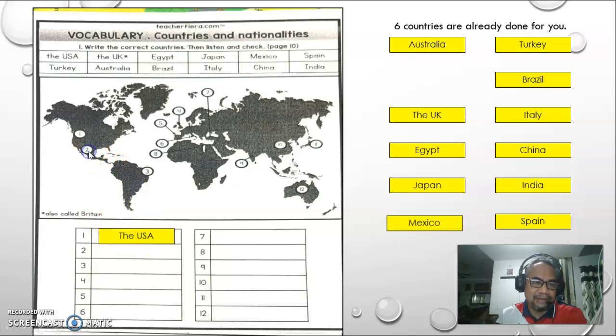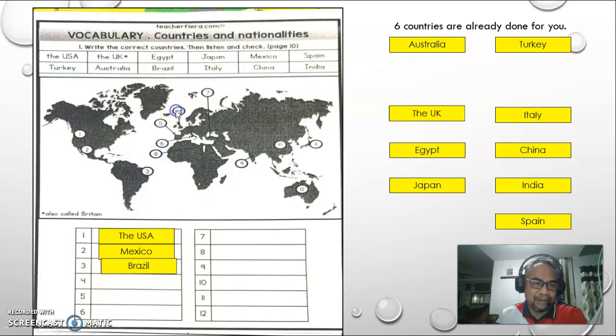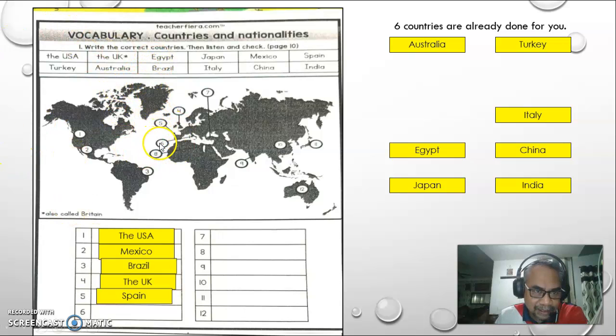How about number 2? Yes, it's Mexico. Number 3, Brazil. Number 4, where's number 4? The UK, United Kingdom. Number 5 is Spain. And number 6, where's number 6? Here. Okay, Italy.